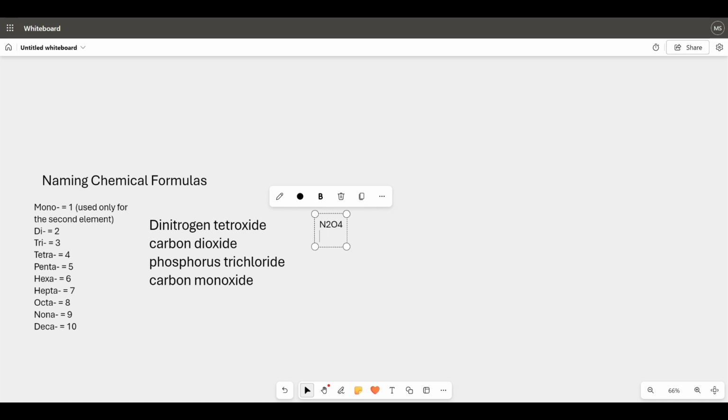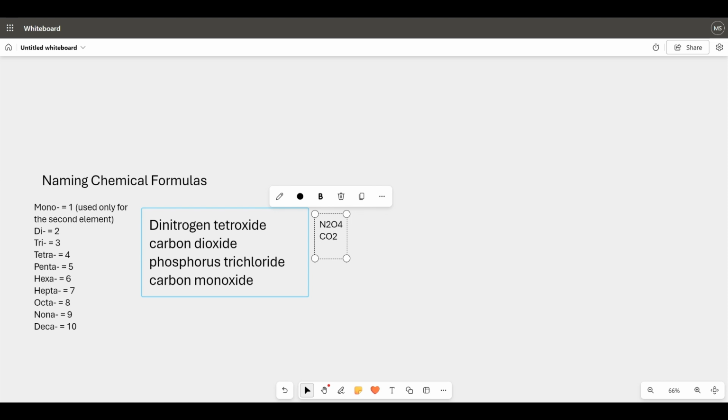Okay, the second one is carbon dioxide. Everybody knows that carbon dioxide is CO2, but why is it CO2? It's because for the first element, carbon, clearly there's only one because there's no prefix in front of it, and you can't use mono on the first element. So you know there's going to be one carbon. And since di corresponds to 2 and oxide corresponds to oxygen, you have CO2.